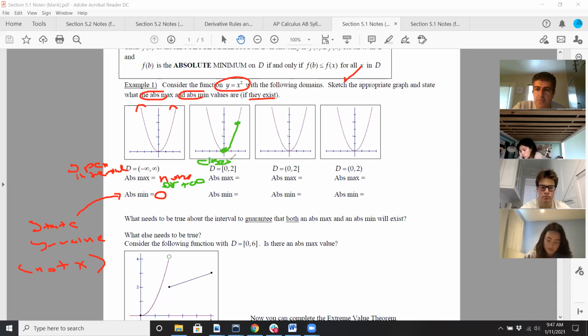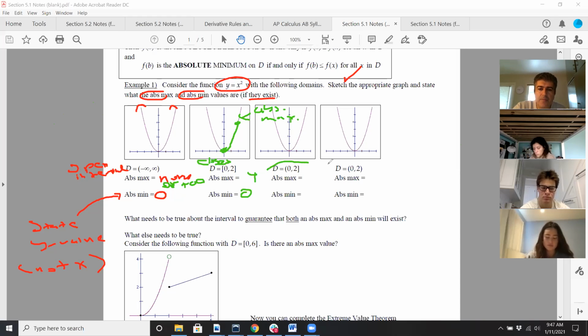So do I know the highest y value here? Absolutely I do. It's 4. That's my absolute max right there, because I've restricted the domain from 0 to 2 for x. And at x equals 2, y is 4, because y equals x squared. Just plug 2 in, that's 4, right? The absolute minimum is going to be 0. Again, easy peasy, nothing too challenging.